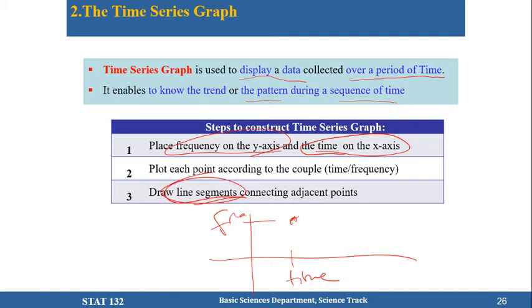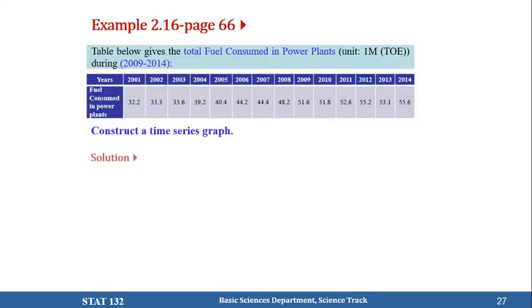Then you use the line segment here. This is another bar graph. Let's see this example. Now the table gives the total fuel consumed in power plants in unit 1 million something, we don't know, during 2009 to 2014. This is given. For each year we have this much fuel consumption, and we want to construct a time series graph.